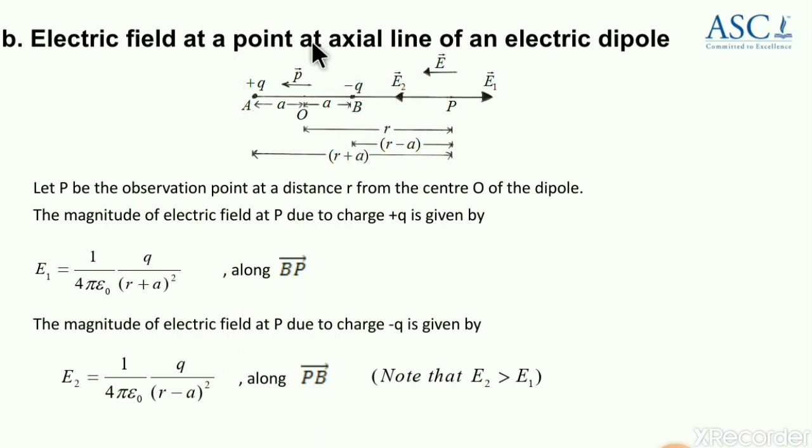And now, due to this dipole, we are choosing a point on its axial line. The axial line is the line joining plus Q and minus Q, like this. You choose any point on the axial line to calculate the electric field due to this dipole. And here P is the observation point at which we are calculating the net field due to both charges.